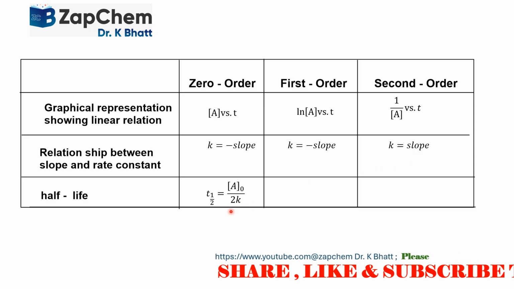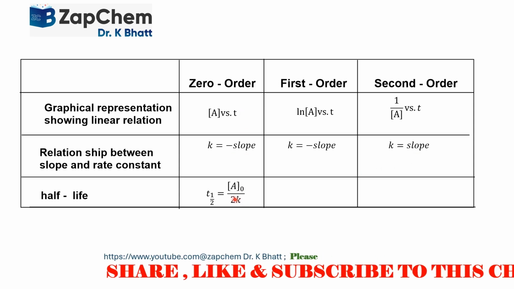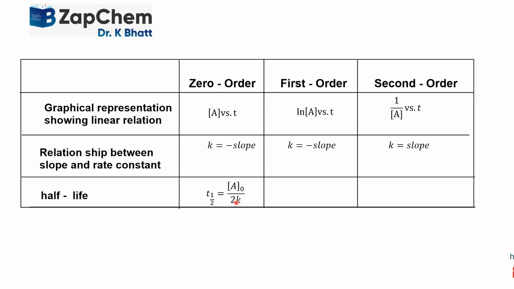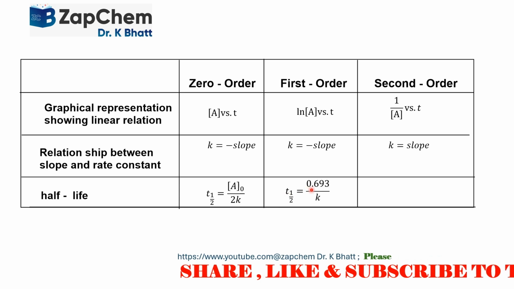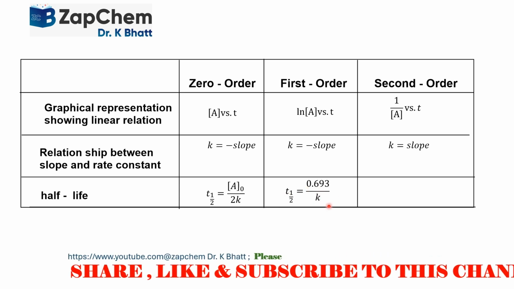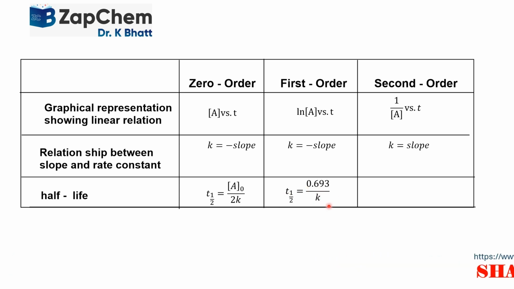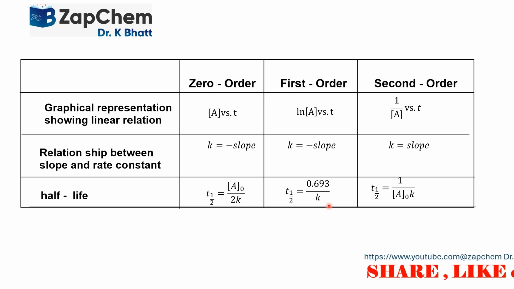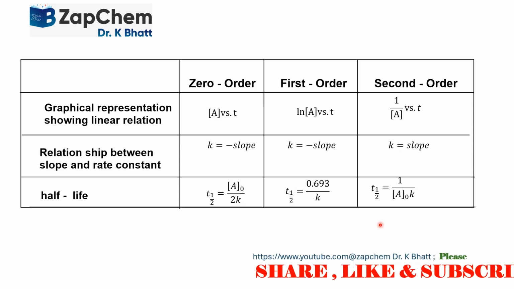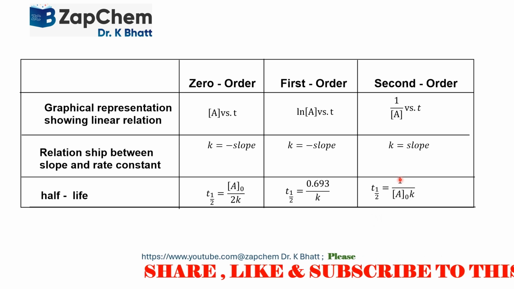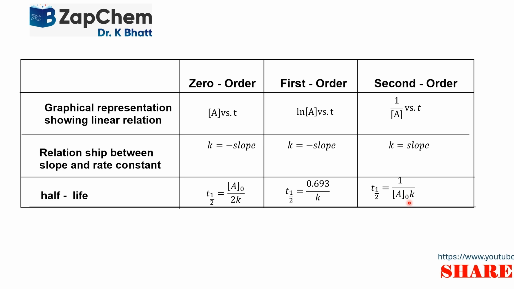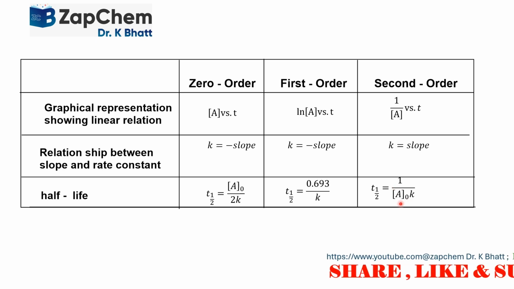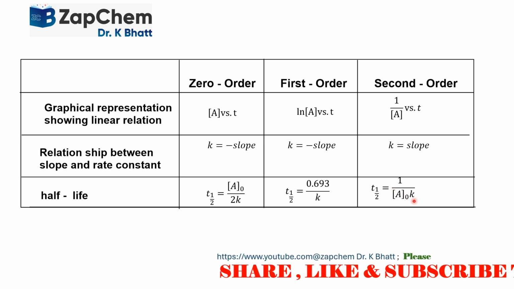Half-life period, as we know, for zero order is initial concentration divided by 2k, and for first order, t half is equal to 0.693 upon k, where k is the rate constant. For second order, t half is equal to 1 divided by initial concentration multiplied by k.